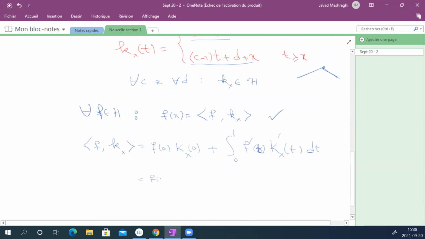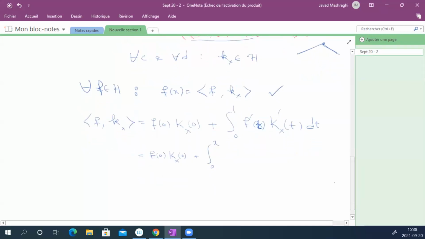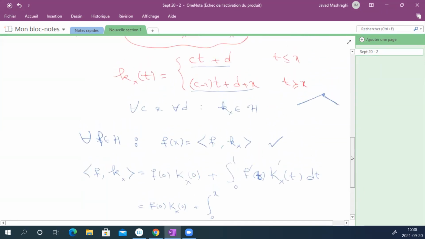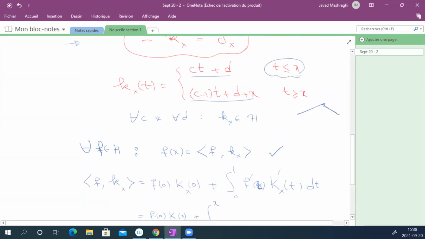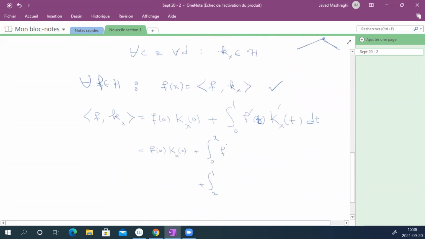So it's f of 0, k_x of 0, as before, integral from 0 to x, and then integral from x to 1. Between 0 and x, we are here. K is ct plus d, so it's just c, f prime t times c, and for the other one is c minus 1 dt.